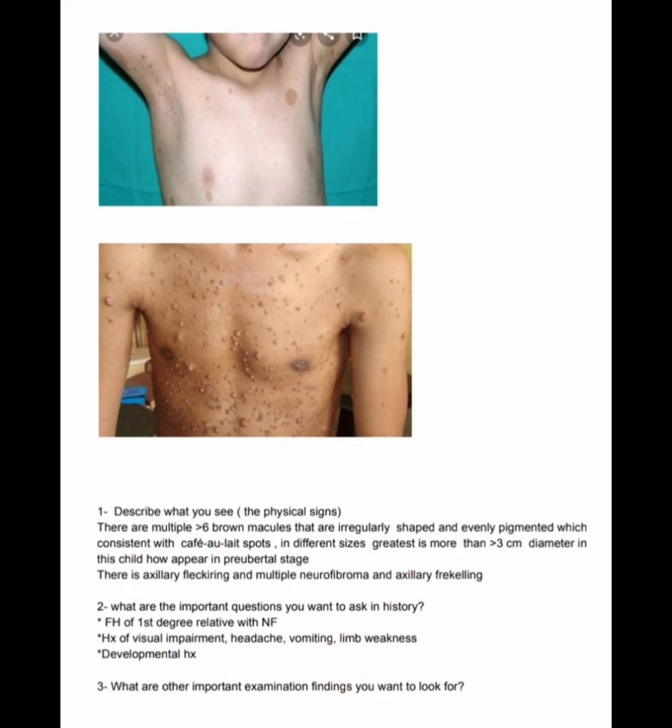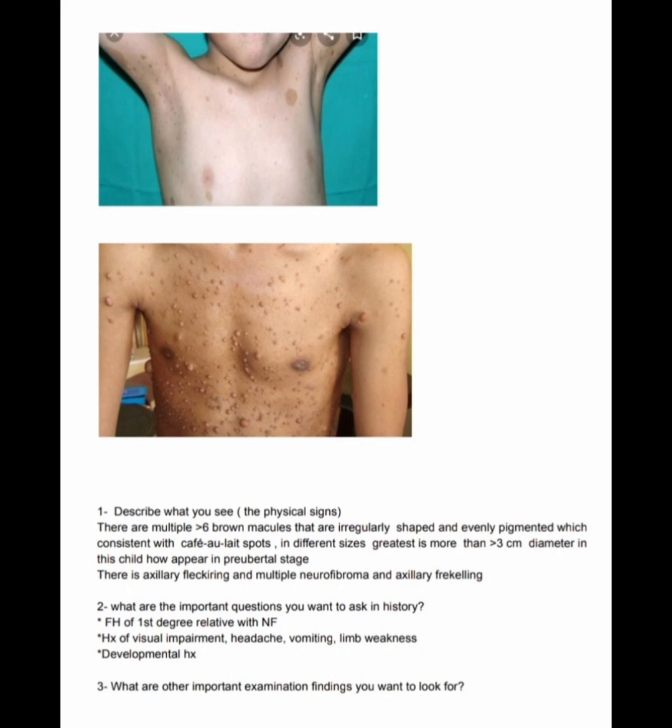Now, what are the important questions you would like to ask in the history? I would like to ask about family history of a first degree relative with neurofibromatosis, as we know that neurofibromatosis is an autosomal dominant condition. Number 2, history of visual impairment, headache, vomiting, limb weakness and developmental history. We ask about visual impairment because we know Lisch nodules are present in neurofibromatosis.